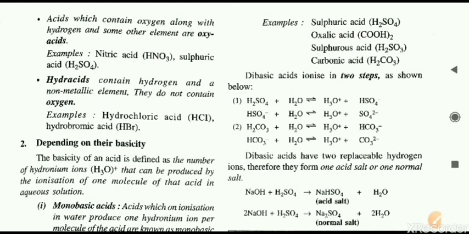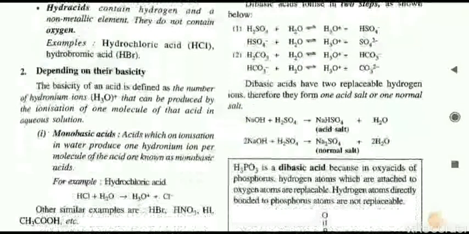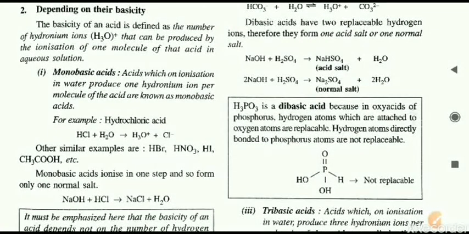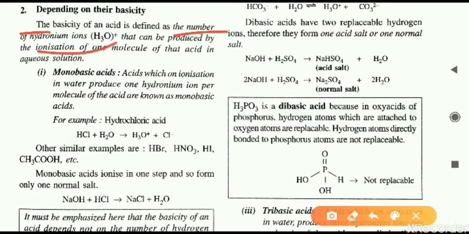After this classification of acids based on the source of the acid, organic and inorganic, the second category of classification is depending on the basicity. What is the basicity now? First we will learn the topic of basicity, then we will do the classification. The basicity is the number of hydronium ions, H3O plus ion, that can be produced by one molecule of any acid.